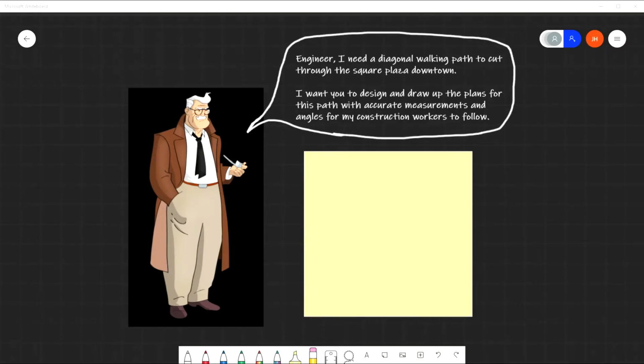Engineer, I need a diagonal walking path to cut through the square plaza downtown. I want you to design and draw up the plans for this path with accurate measurements and angles for my construction workers to follow. I myself cannot be bothered with such trivial maths.